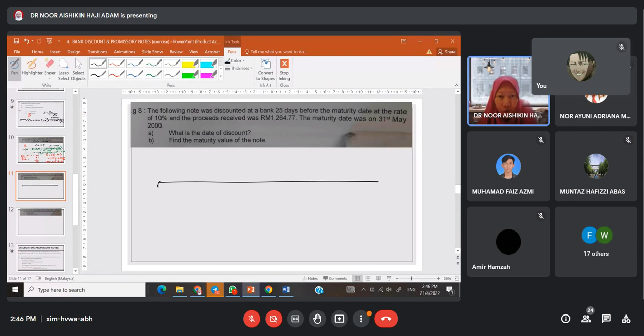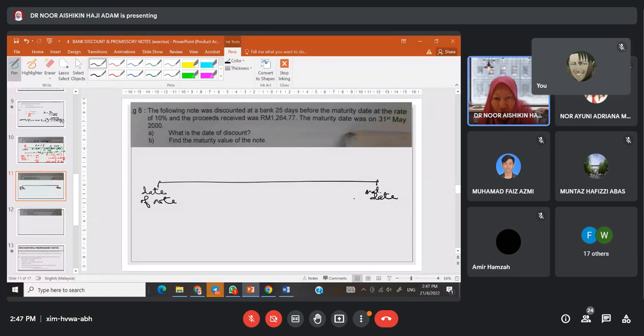Okay. The following note was discounted. Following note, mana note ni? A note was discounted at a bank 25 days before the maturity date. Where is the maturity date? Far end. This is your maturity date. Okay. Ini adalah date of note. Date of note and maturity date.